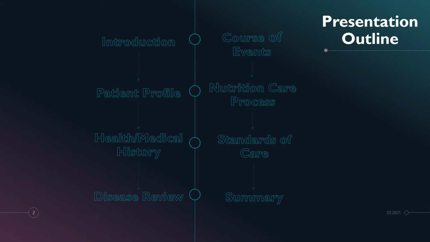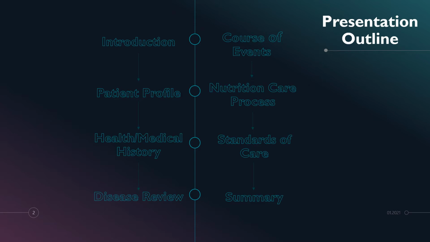So before we get started, I just wanted to provide the audience with a presentation outline. This is basically the order in which my presentation is going to go. So first, I'm going to talk a little bit about the introduction to the patient, some justification for why I chose the patient. Then we're going to go into the patient profile, which is just going to detail information about the patient. The next section is going to be over health and medical history.